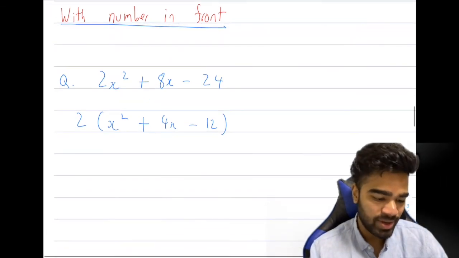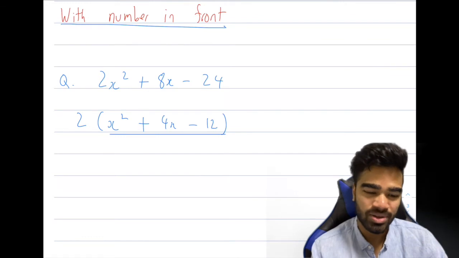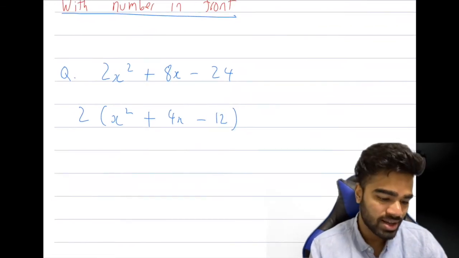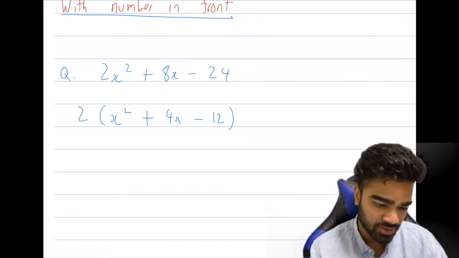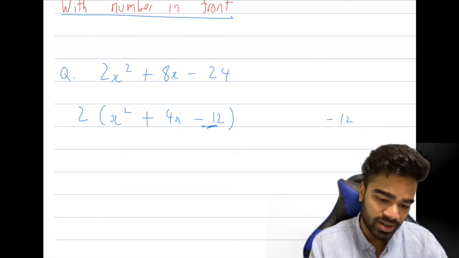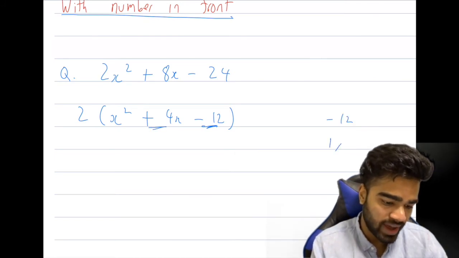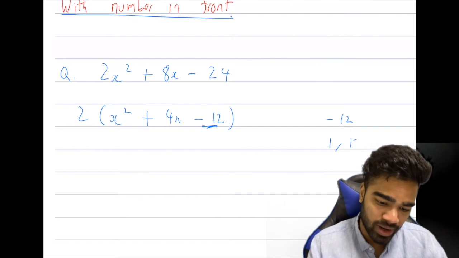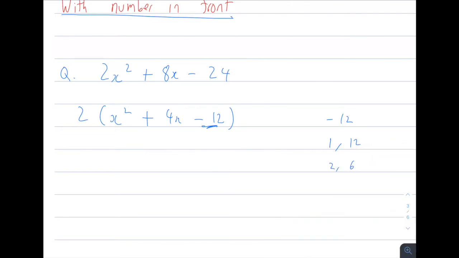So then, from here, it's the exact same thing we've been doing this whole time. So, what do you notice? x squared plus 4x minus 12. You take the last number, negative 12. Factors of negative 12 that add to positive 4. So, 1, 12, 2, 6, 3, 4. And I think that's about it. So, which combination of these add to positive 4?